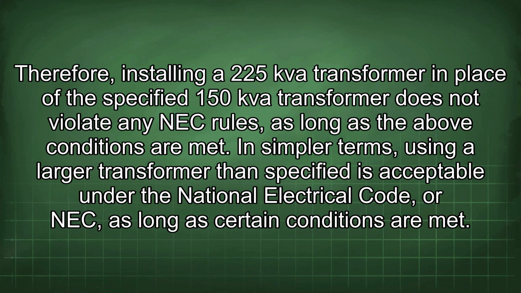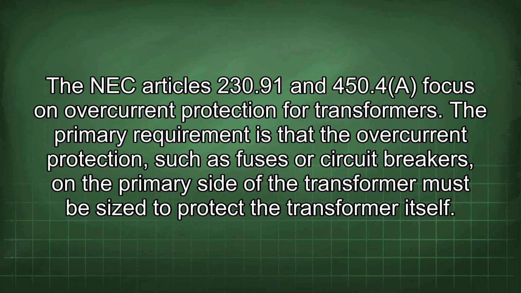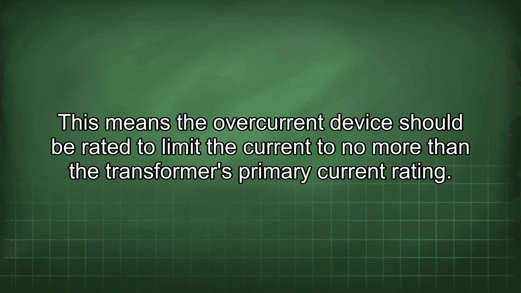In simpler terms, using a larger transformer than specified is acceptable under the National Electrical Code, or NEC, as long as certain conditions are met. The NEC Articles 230.91 and 450.4 focus on overcurrent protection for transformers. The primary requirement is that the overcurrent protection, such as fuses or circuit breakers, on the primary side of the transformer must be sized to protect the transformer itself. This means the overcurrent device should be rated to limit the current to no more than the transformer's primary current rating.